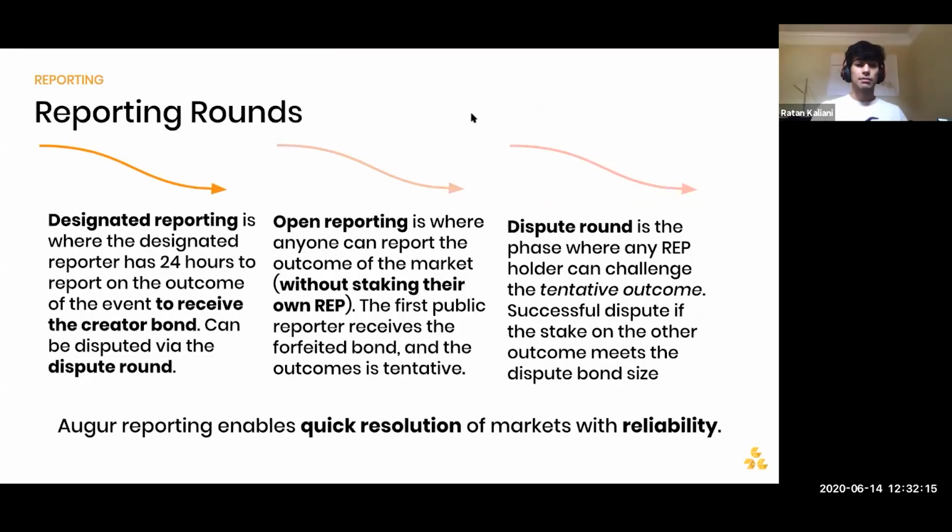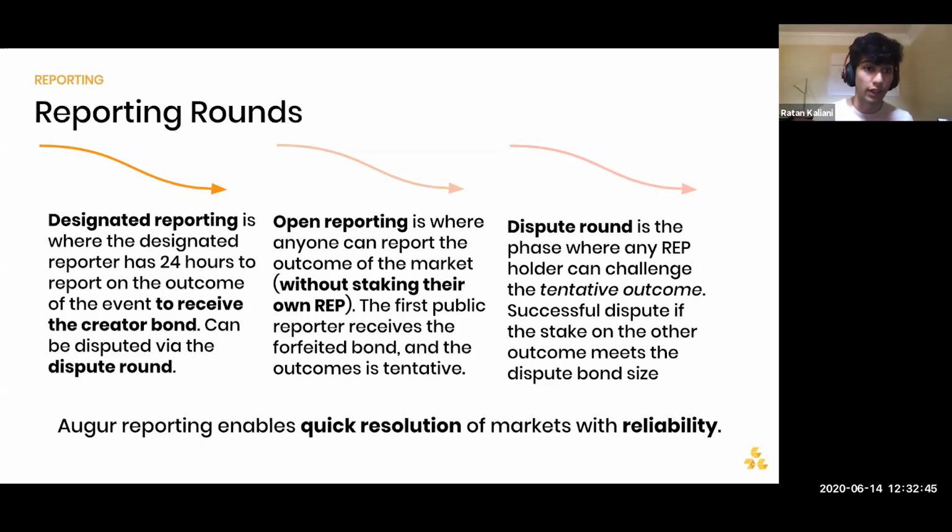So there's three major reporting rounds. We have designated reporting, we have open reporting, and we have the dispute round. Designated reporting is the kind of reporting that I touched on earlier, where the designated reporter has 24 hours after the event's end date to report on the outcome of the event and receive the creator bond. So the designated reporter is deeply incentivized to report correctly and early on the actual outcome of the event, as they will receive monetary compensation for doing so.